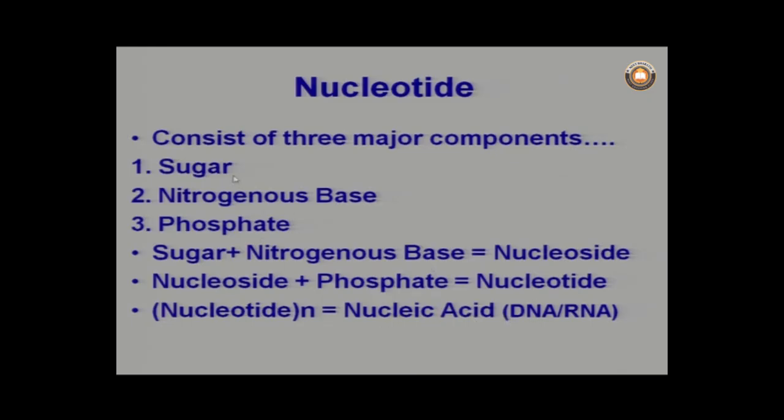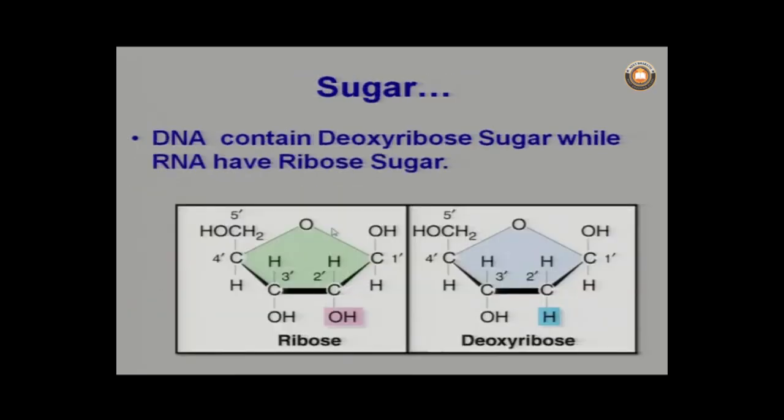Now, let us see which sugar makes the nucleotide, or we can say makes the DNA. There is deoxyribose sugar as well as ribose sugar, which constitutes the nucleic acid. As we know, nucleic acid is of two types, DNA and RNA. DNA stands for deoxyribonucleic acid and RNA stands for ribonucleic acid. DNA has deoxyribose sugar while RNA has ribose sugar.